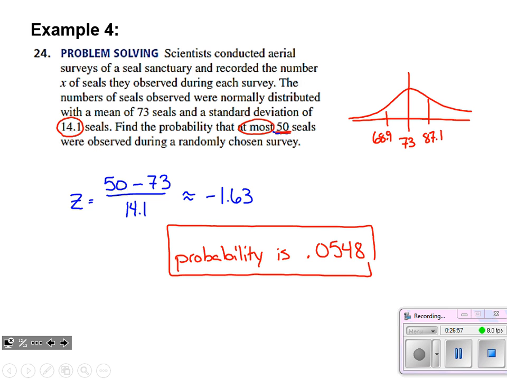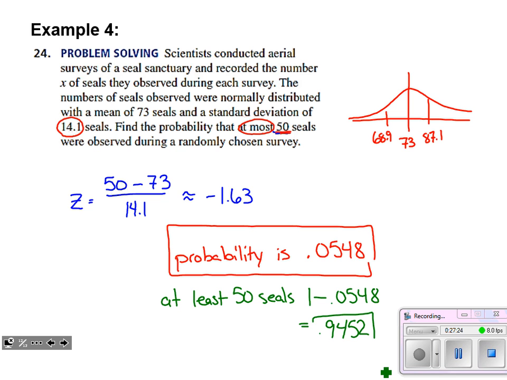Now, what do I mean we could have to adjust this? You know, we might need to do that. What if they said find the probability that at least 50 seals? So if we were trying to find that, we need the complement. So it would be 1 minus 0.0548, and that's how we would calculate our answer. We would get 0.9452. Okay, so we may have to do some little adjustments like that afterwards, but really all the math happened from finding the z-score and looking it up in the table.